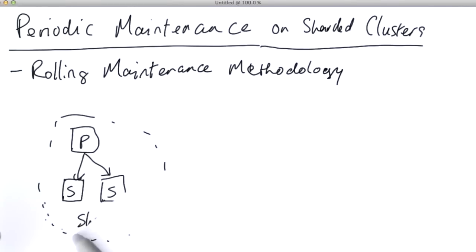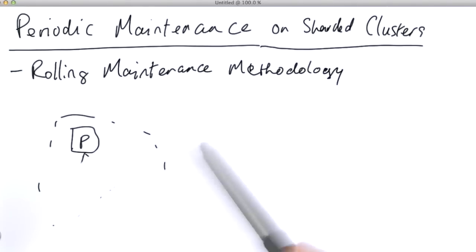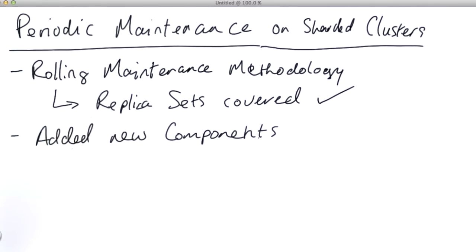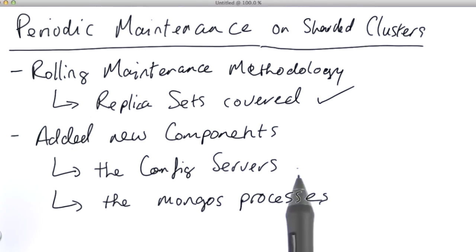So we don't have to do anything special when we're doing the maintenance itself on the replica sets, and so replica sets are basically covered. However, replica sets are not the only components of our sharded cluster. We have added new components to that sharded cluster, those being the config servers, which we were just talking about in the previous modules, and the MongoOS processes themselves that will be routing things to the various shards. So how do these new components factor into our general periodic maintenance type of work?